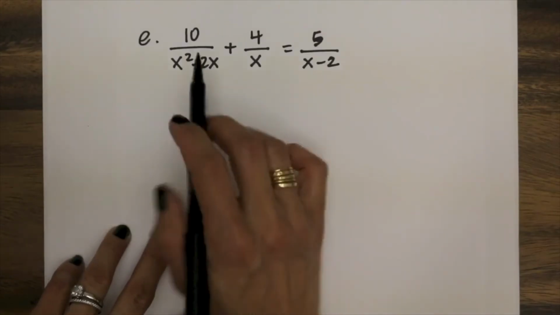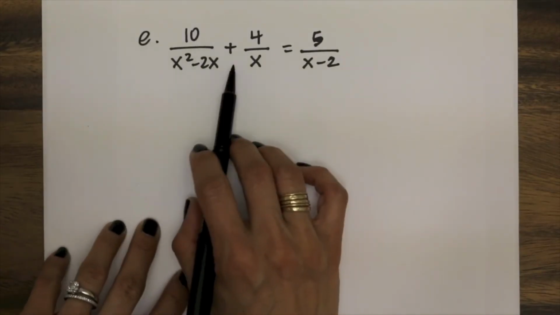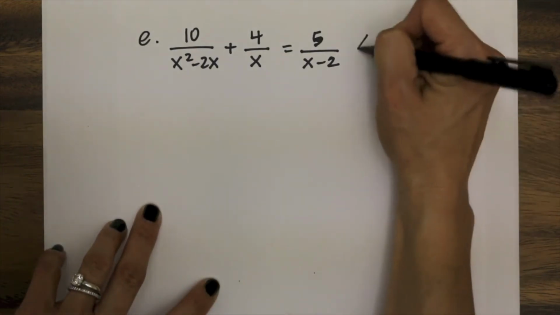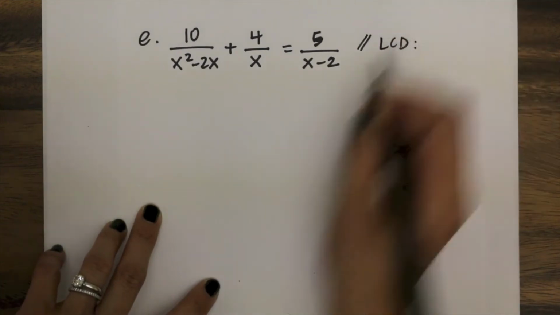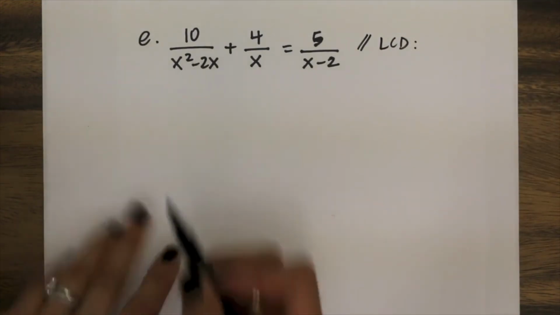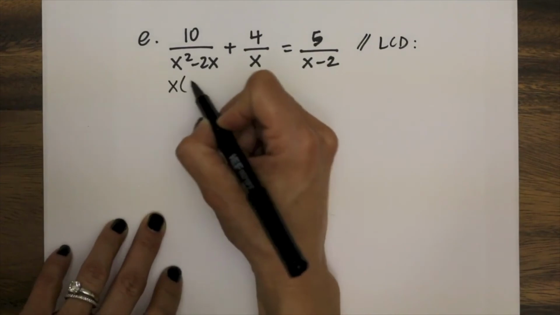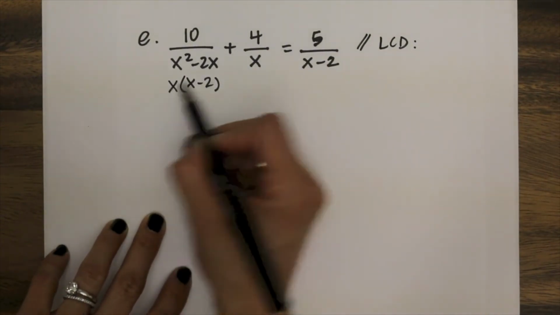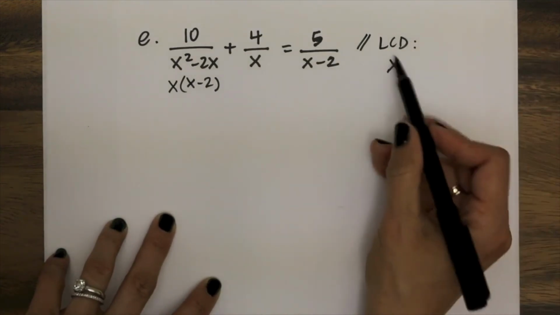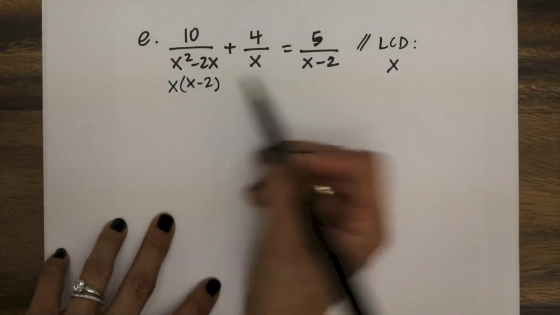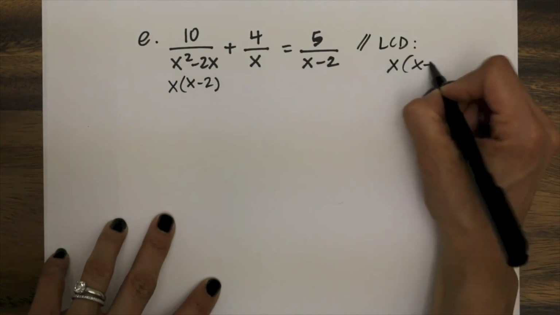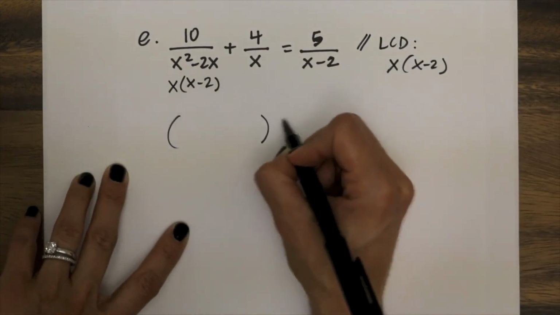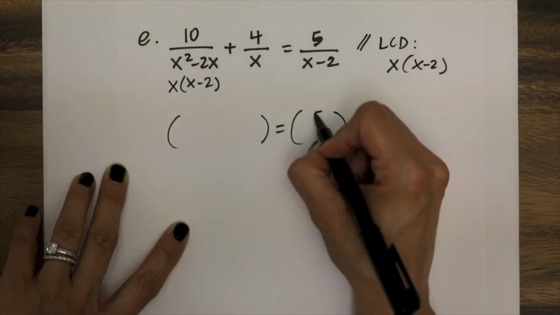This last example is 10 over x squared minus 2x plus 4 over x equals 5 over x minus 2. So again, first step, we want to identify that LCD, and to do so, we want to look at this fraction on the left. Let's factor out an x. And so now you can see, if you just consider variables, you have x and then another x. And then we have x minus the quantity x minus 2 and the quantity x minus 2. So there's our LCD. We're going to multiply both sides of the equation by that LCD.